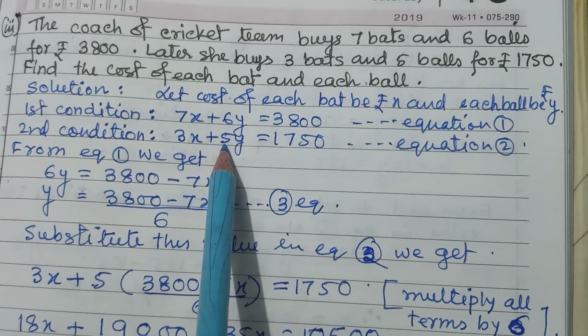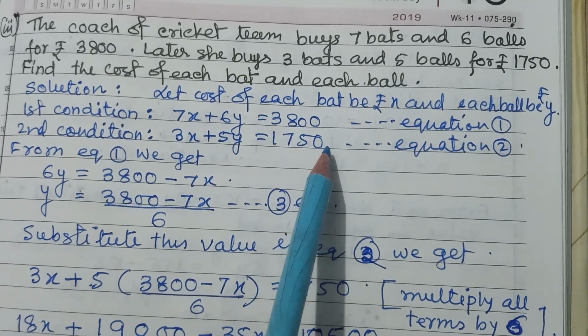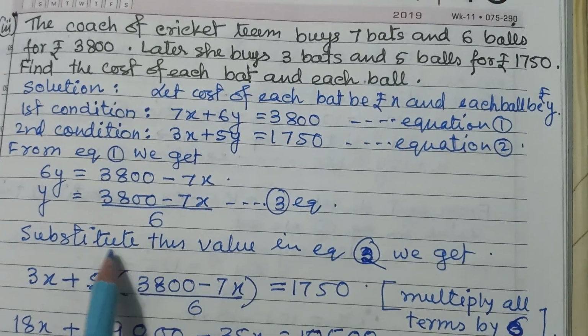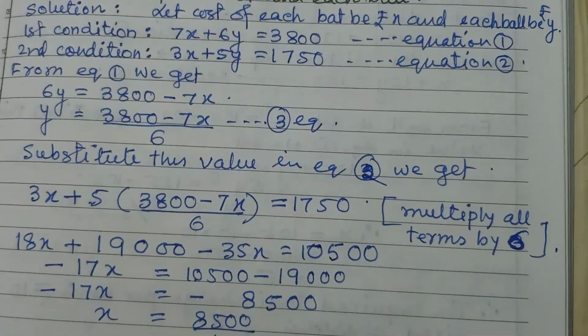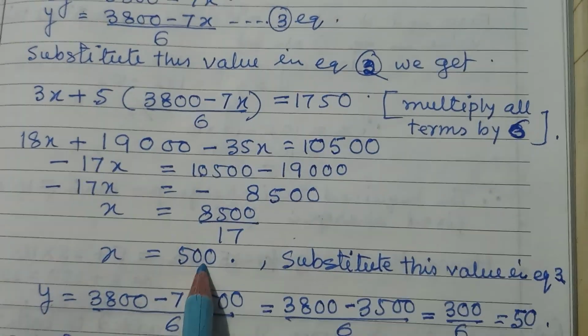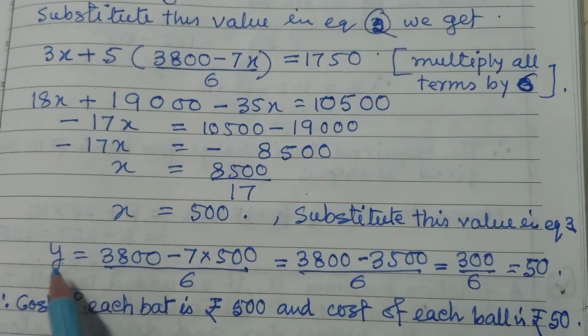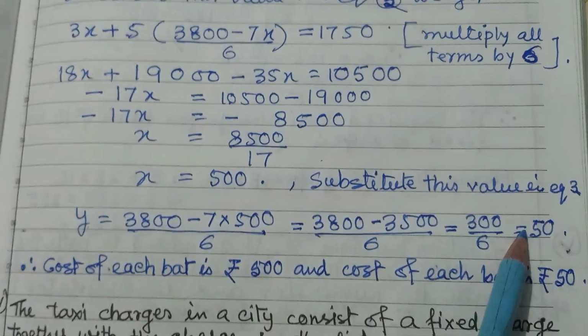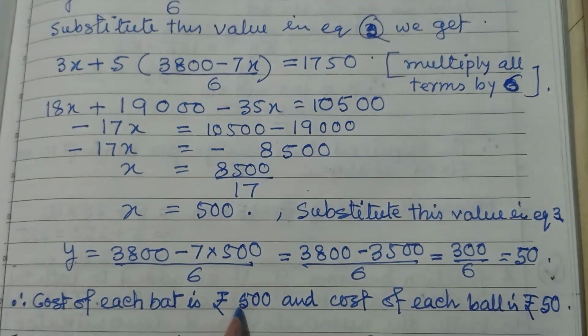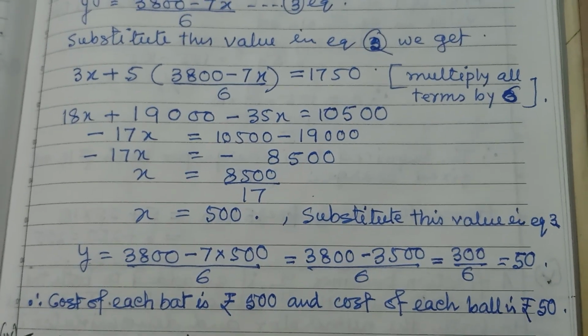3x plus 5y is equal to 1750. Now again solve it. x is 500 we can get, and y is equal to 50. So the cost of a bat is rupees 500 and the cost of a ball is rupees 50.